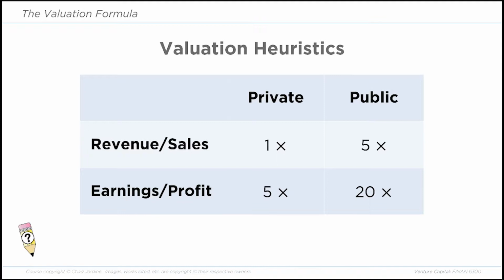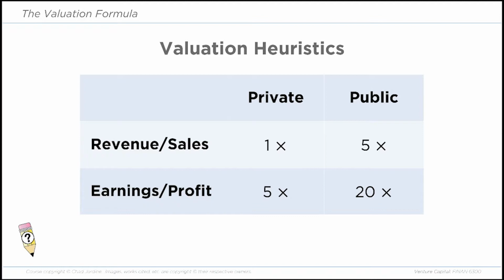Public companies, we know, are valued higher because they offer more liquidity for investors. So we'll value them at 5 times revenue or 20 times earnings. These are just heuristics, so if you have actual industry average multiples, as I said before, that's always preferable. But if you don't have one, these will get you into the ballpark. Now, even though this is simple, it's super important, so you want to make sure you get this.